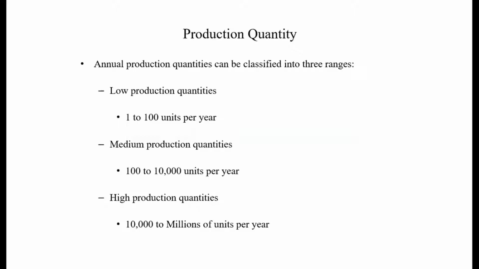We have three different types of production quantities. Low production quantities, in which the number of products manufactured by the factory is in the range from 1 to 100 units per year. Then we have the medium production quantities, where the range of products manufactured per year is from 100 to 10,000 units. And the third one is the high production quantities, in which the factory manufactures 10,000 to millions of units per year.